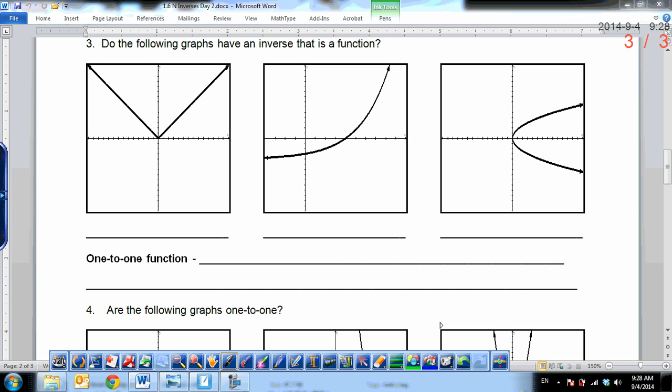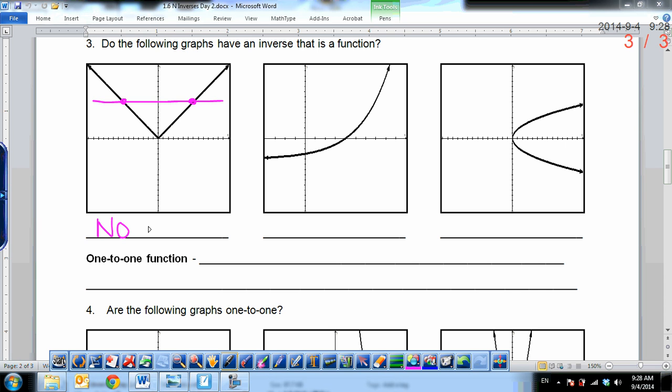Number 3 says, do the following graphs have an inverse that is a function? So are they asking us right now about the original? No. But these are the originals. We're using them to tell us if the inverse is a function. So look at the first one. Is the inverse of this absolute value graph a function? No. Why not? It does not pass the horizontal line test. So the inverse is not a function.